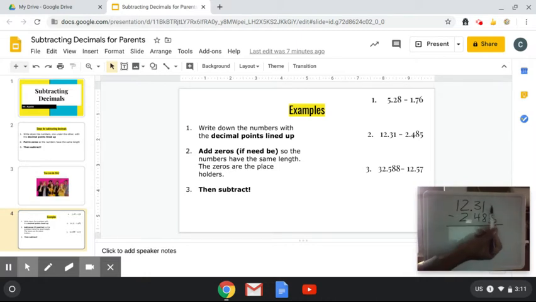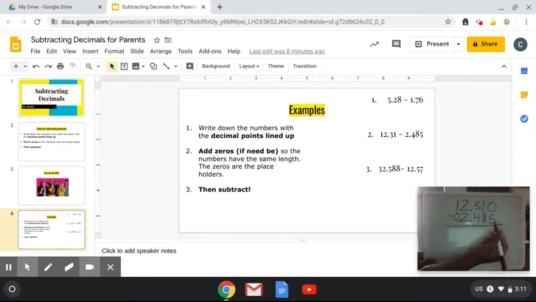So I see that I have a space here and a space here. I'm going to definitely add my zero there. And then here, like I said, for adding decimals, you do not have to add a zero, but it makes life easier. So I'm going to go ahead and do it. 0. And then we just basically subtract.